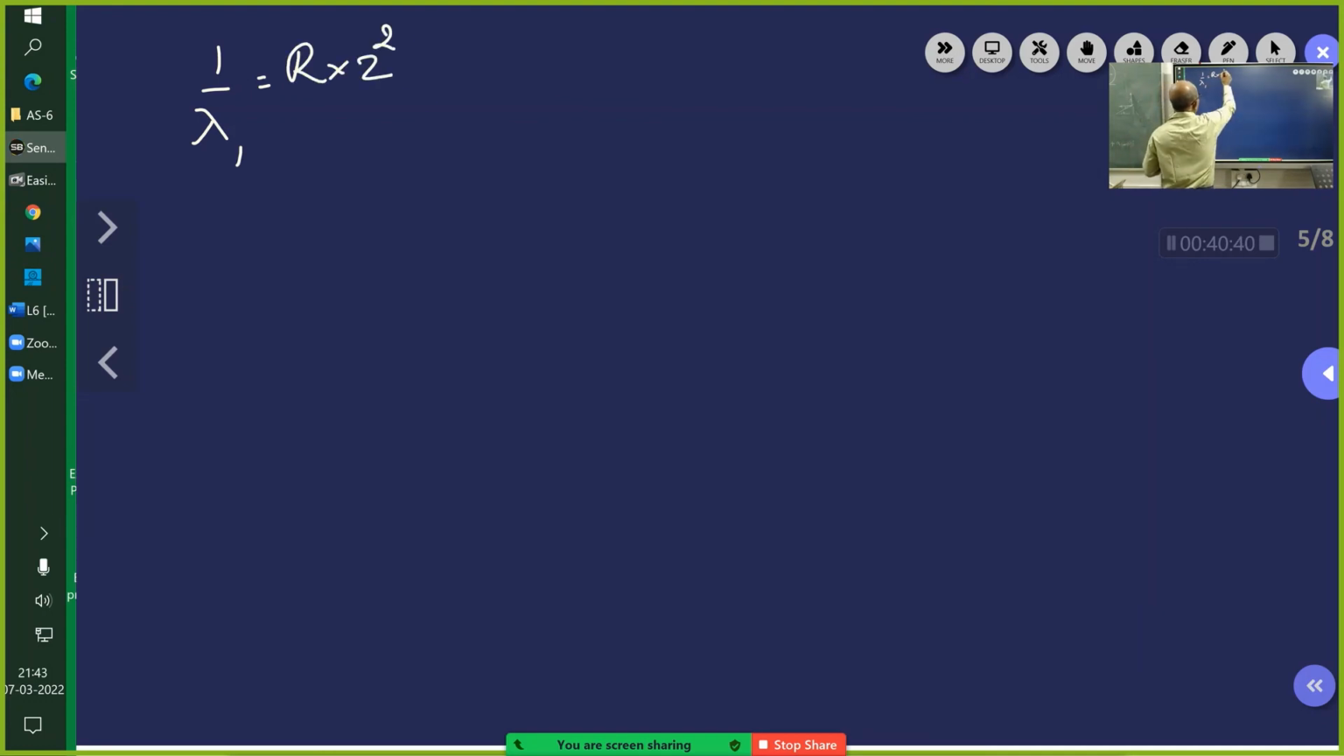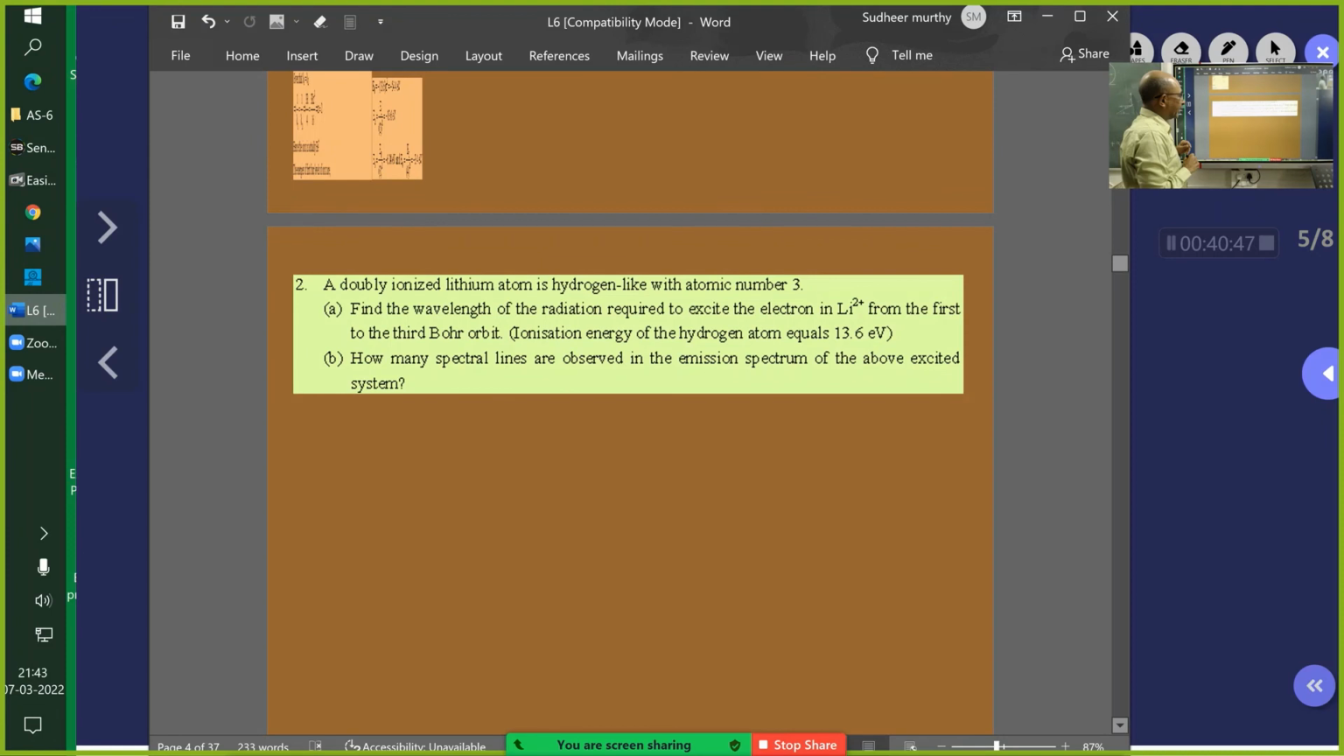So R into Z square into 1 upon 1 square minus 1 upon 3 square. Yes, Aniket is active. So you will find out the wavelength from this. Okay. How many spectral lines are observed in the emission spectrum of the above excited system?